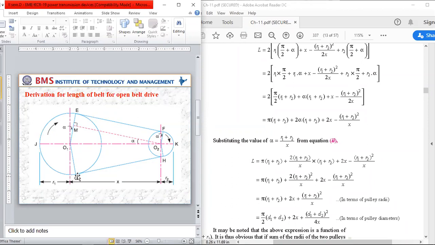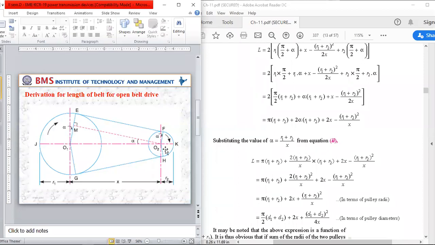If you look at this, this is the length of the belt in contact with the larger pulley, which starts at G. Then it leaves at E, meaning the contact ends at this particular point. It doesn't have 360 degrees of contact. It will have only a little bit of alpha from the center line. That's why 180 plus 2 alpha will become the arc of contact for this larger pulley.